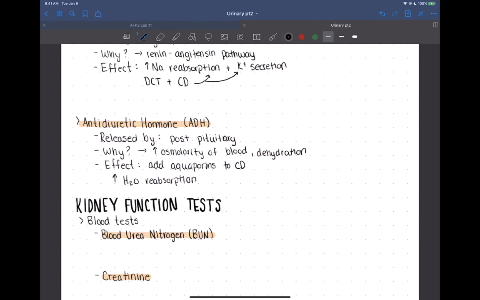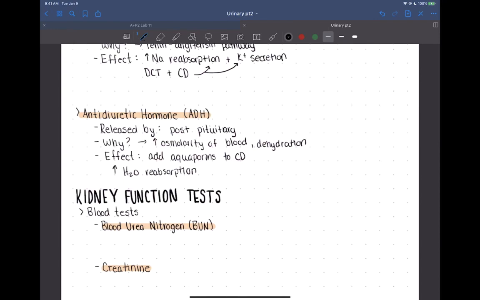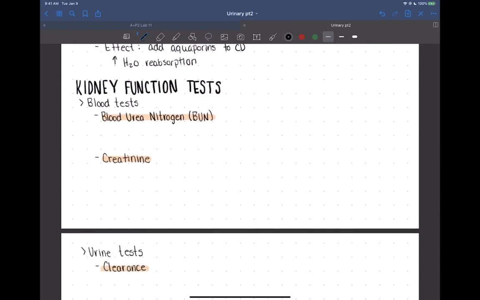So for kidney function tests, and this should help you with your extra credit case study because it's going to be on the urinary system. All right, let's talk about the different ones. So first, let's talk about blood tests that can give you information about kidney function. So there's two blood tests.